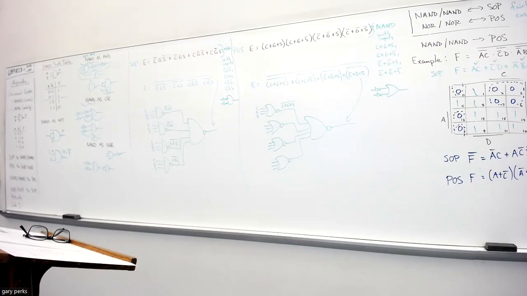Now, should all 3 outputs give you the same thing? Should they all be synced? Should your SOP, POS, and NOR have the same? Is it giving you the same truth table? Yeah, these are all logically equivalent. That's the main point here.